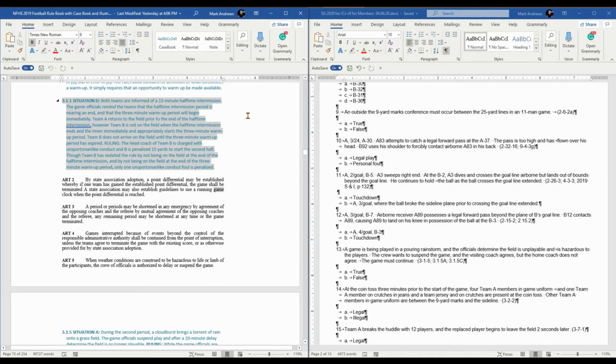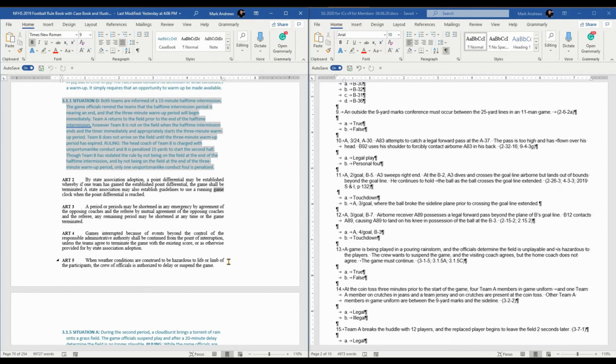Okay, question number 13. A game is being played in a pouring rainstorm, and the officials determine the field is unplayable and is hazardous to the players. The crew wants to suspend the game, and the visiting coach agrees, but the home coach does not agree. The game must continue. Okay, the rule reference is 3-1-5. When weather conditions are construed to be hazardous to life or limb of the participants, the crew of officials is authorized to delay or suspend the game.